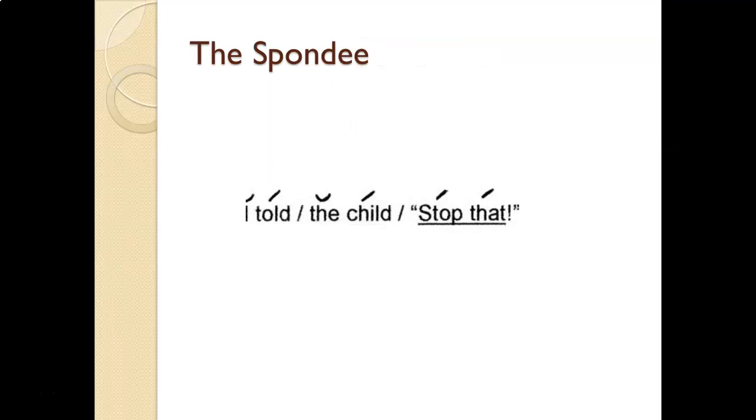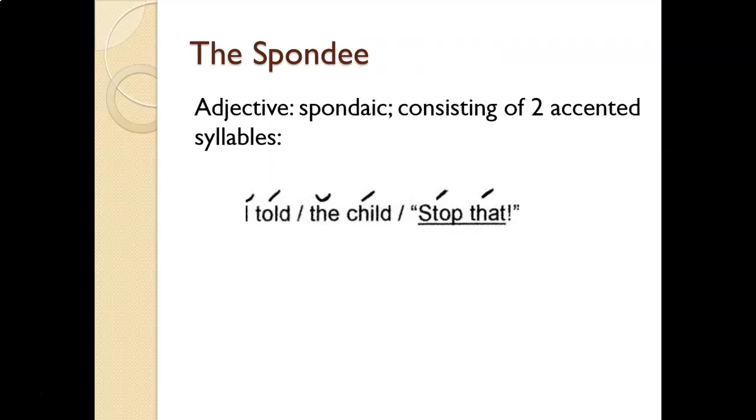The next one is the spondee. In the spondee, for which the adjective is spondaic, we have two accented syllables. If you read, the first foot is "I told". This foot is an iamb: there is one unstressed and then a stressed syllable. Another one is "the child". Again, it is iambic because there is one unstressed and then the other one is stressed.